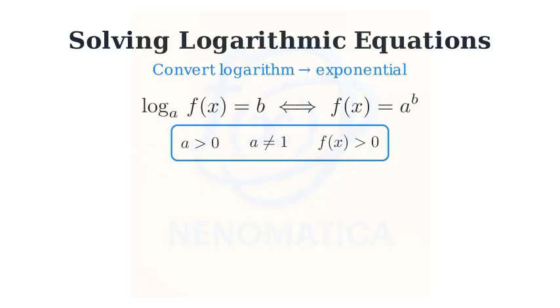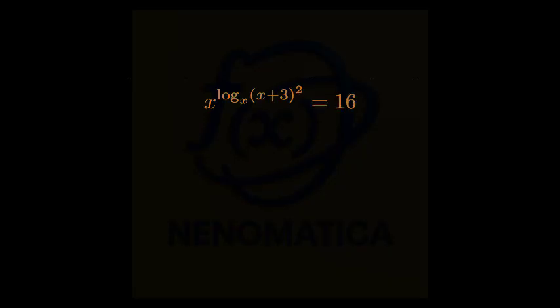Before using the rule, remember the conditions. The base must be positive and not equal to 1, and the argument of the logarithm, f of x, must be strictly positive. Solve: x raised to log base x of the quantity (x plus 3) squared equals 16. Step 1. Domain restrictions for the logarithm. The base x must be greater than 0 and not equal to 1.